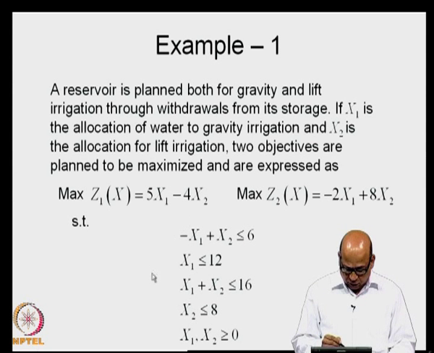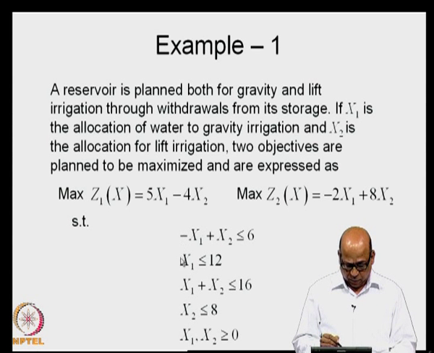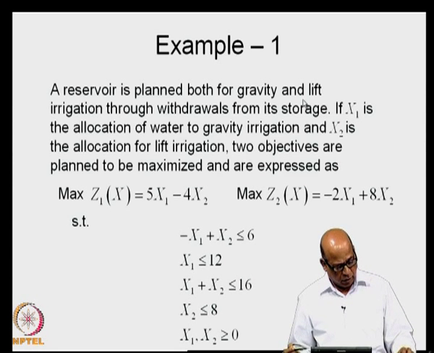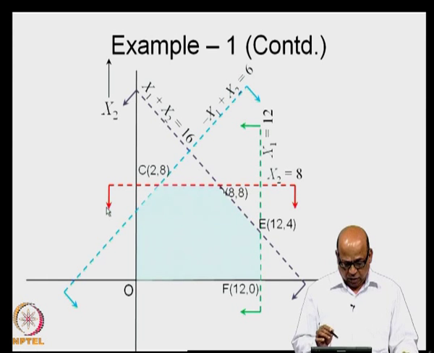And these are the set of constraints. Like I said, these constraints are actually typically defined by the physical constraints arising out of the problem, and we will assume that these are the constraints that are defined by the particular physical system. So, you have two objectives, both of which have to be maximized. Let us first solve it by using the weighting method.